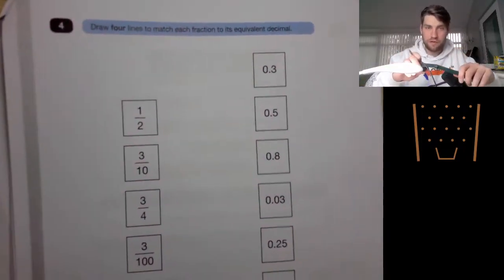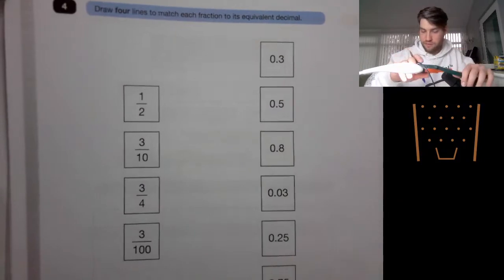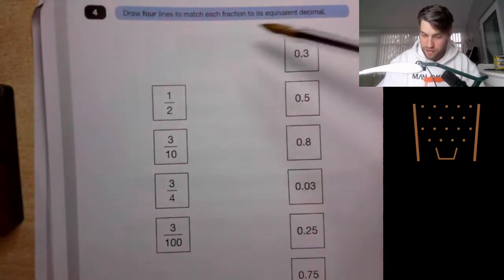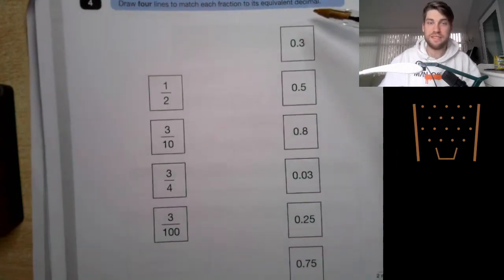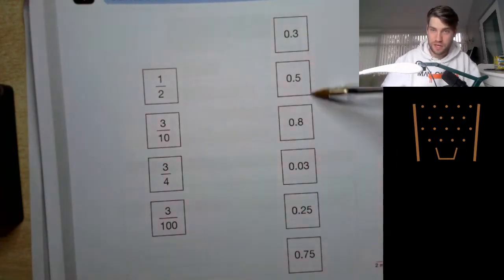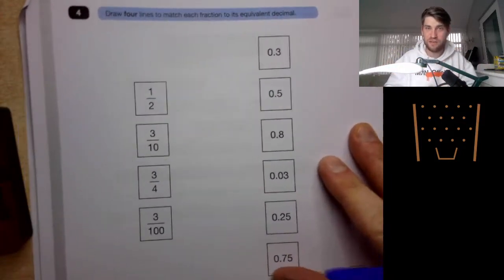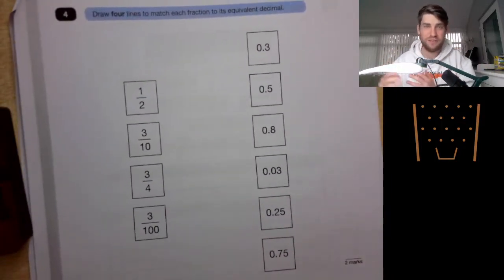I'll get the camera a little bit further back so you can see it all. A little bit more here. There you go. So draw 4 lines to match each fraction to its equivalent decimal. So notice here, it gives you 6 options, but only 4 fractions on the side here. So you can wing it a little bit and you might get the odd one right, but we need to try and be as accurate as we can.